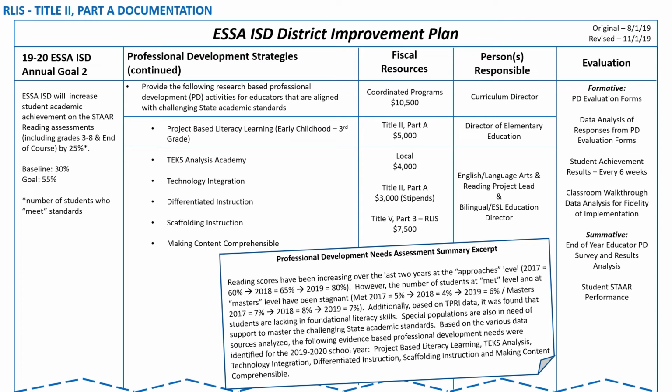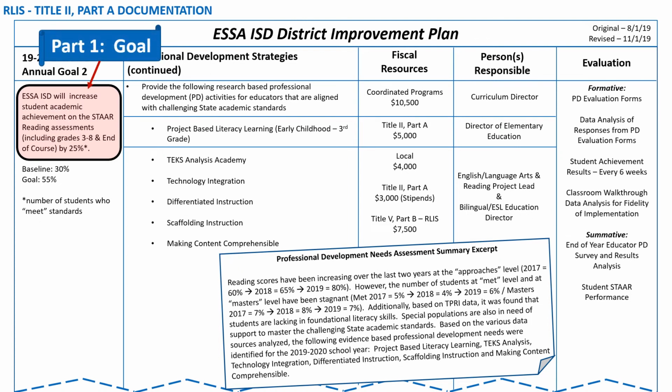Let's continue with our example, and let's now take a look at the district improvement plan to ensure that there is enough information to establish compliance. The district has indicated that they would like to increase student academic achievement on the STAR reading assessment. This includes grades 3 to 8 and end of course by 25%. This is part of Goal 1.